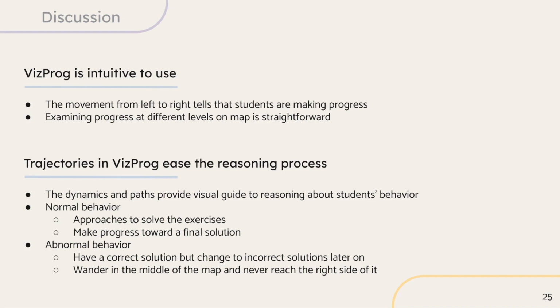First of all, VizProg is intuitive to use. The movement from left to right tells that students are making progress. Examining progress at different levels on the map is straightforward. Second, trajectories in VizProg ease the reasoning process. The dynamic paths provide visual guides to reasoning about students' normal and abnormal behavior.